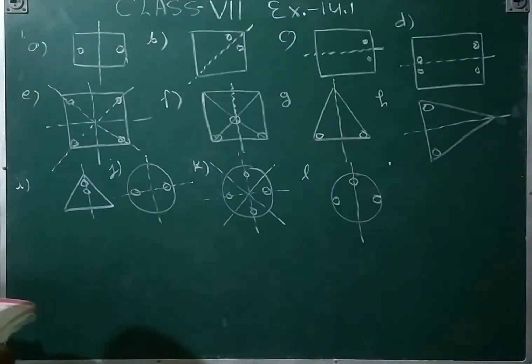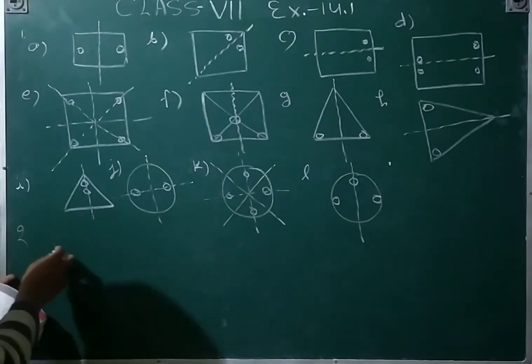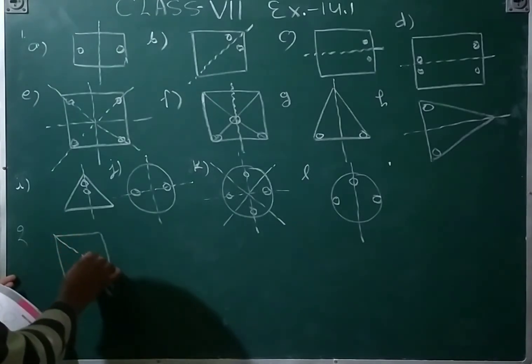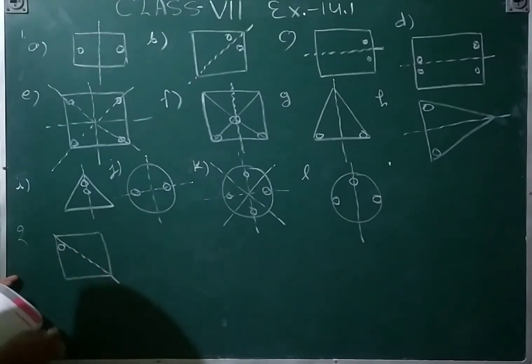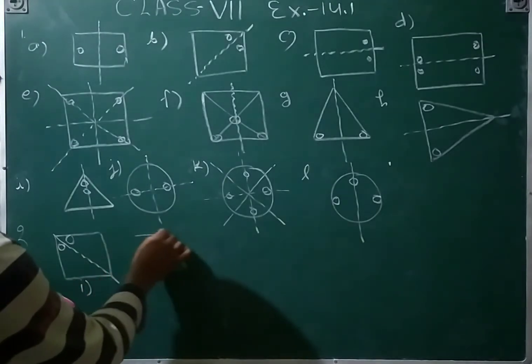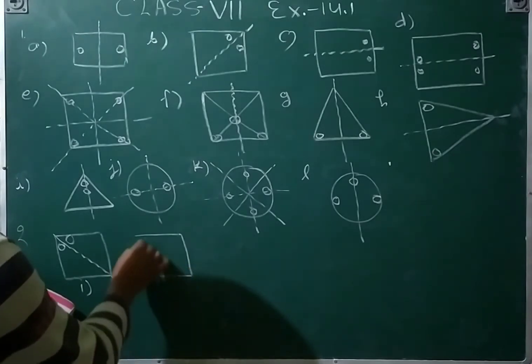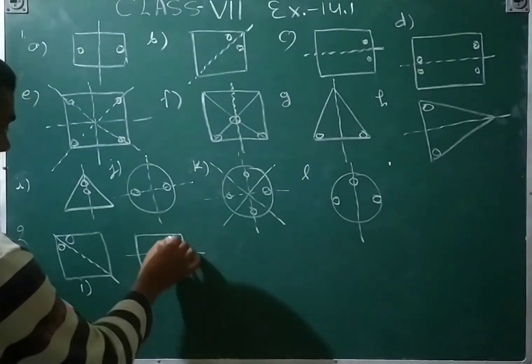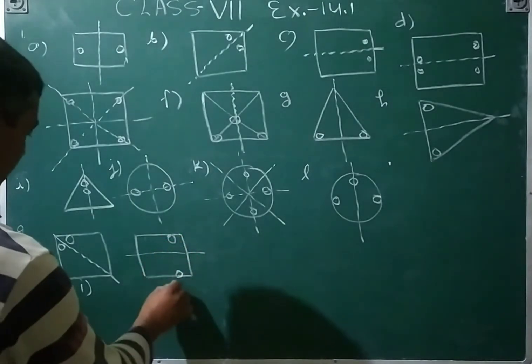Now the second question: given the line of symmetry, find the other hole. So second, this is the diagram given. So where will be the other hole? Here will be the other hole. That is the first part. Second part, also the same diagram, and then folded from here. So if one hole is here, then the next hole will be here.